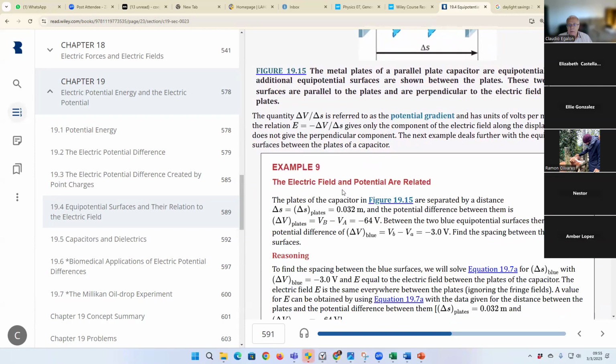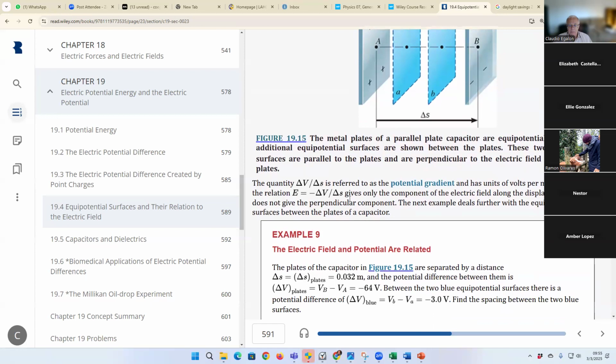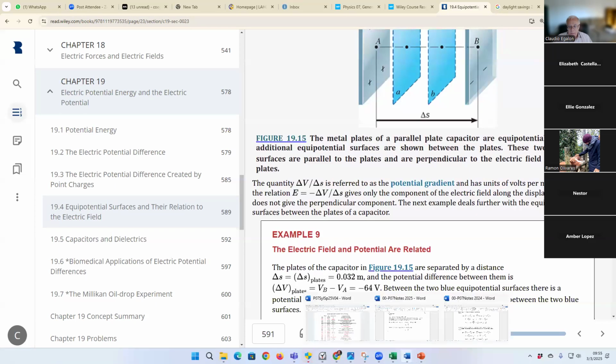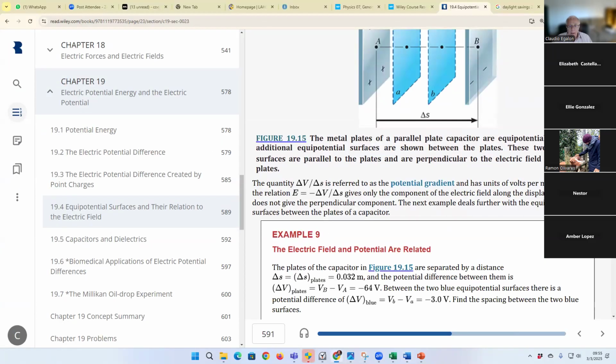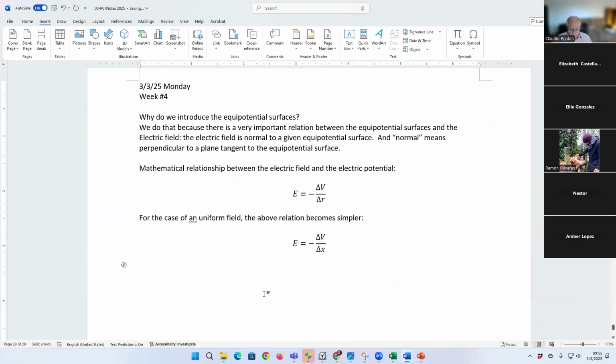Find the spacing between the two blue surfaces. Think about how you're going to do that. You already have everything that you need. Don't look at the answer. Try to do that on your own. Let's see, example 9 in the book.